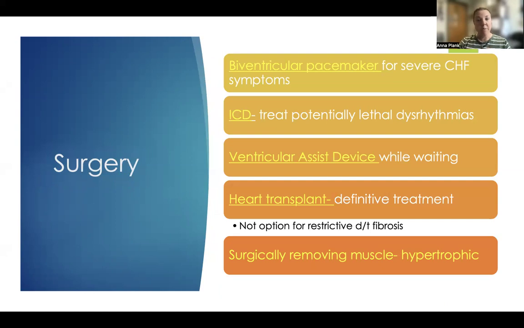There are some surgical options we can take. When we talked about treatment of dysrhythmias, we talked about a biventricular pacemaker where they go in and resync so that the ventricles beat together for severe CHF. And because of those dysrhythmias, we may need to put in an ICD, okay, not just a pacemaker, but an implantable cardiac defibrillator. We talked about a VAD, a ventricular assist device that might work as a bridge, kind of buy us some time until we get to the heart transplant, which is really the only definitive treatment.